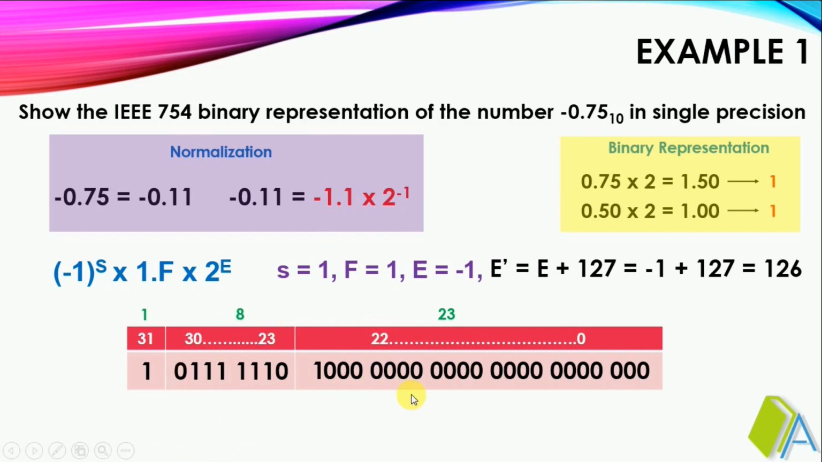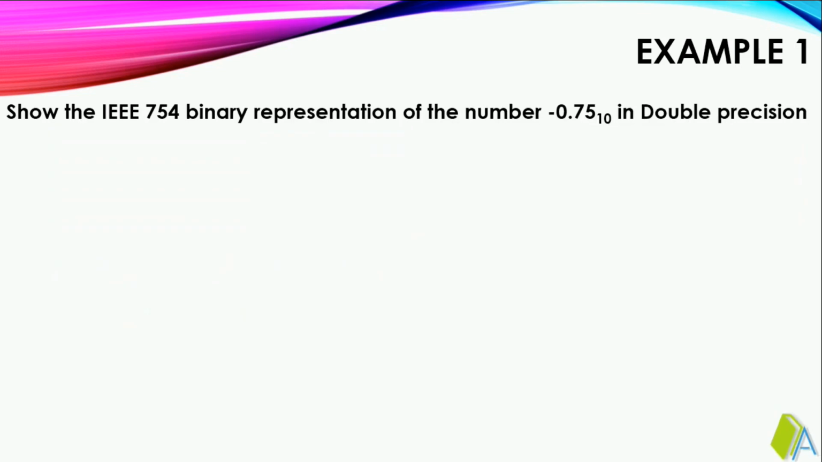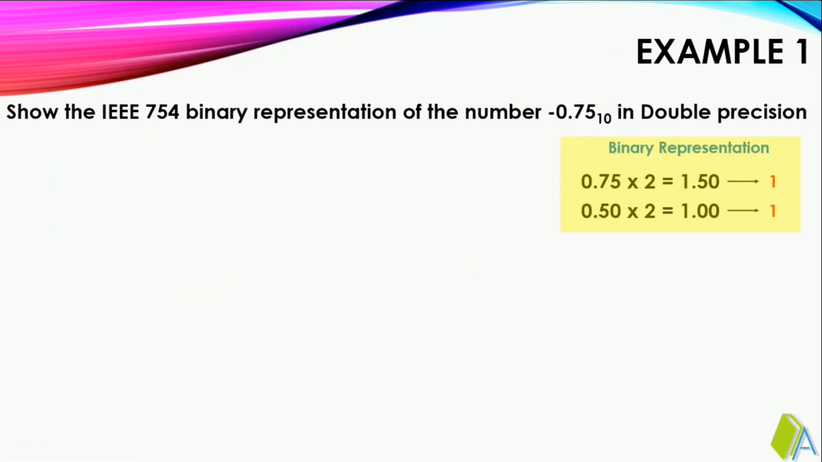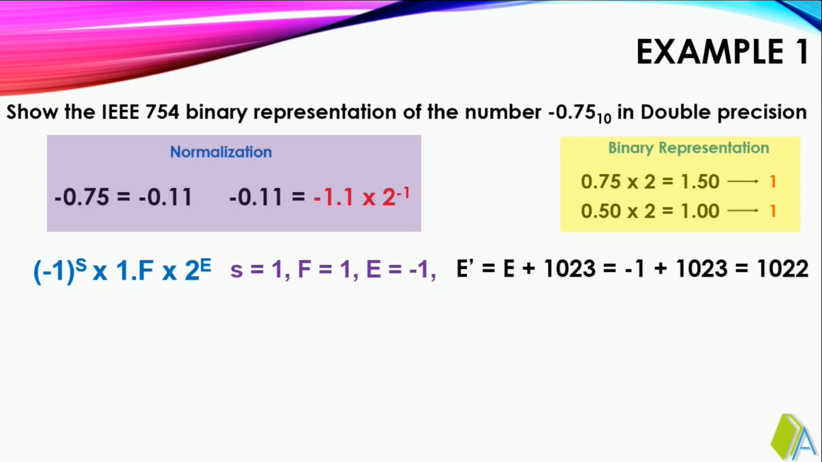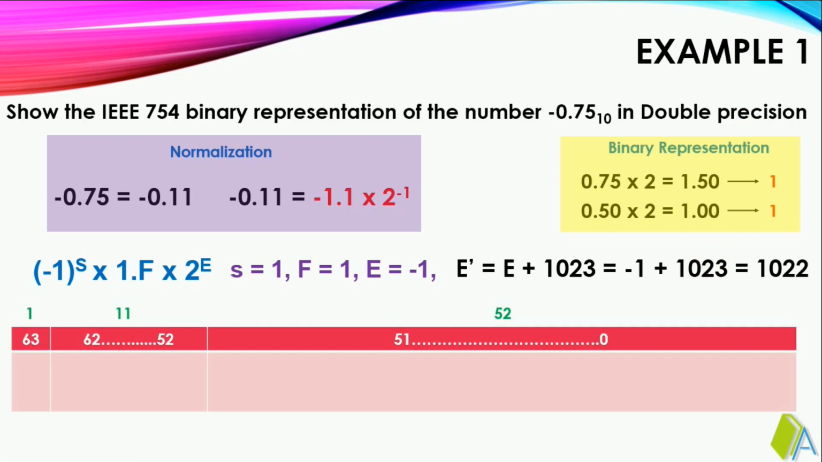We can see an example for double precision. With the same example, we are going to represent the number in double precision format. We convert into binary first, then we normalize it. We identify the sign bit, fraction and exponent, and we calculate the biased exponent by adding the bias value 1023 in case of double precision. So the biased exponent is 1022. My double precision format is this.